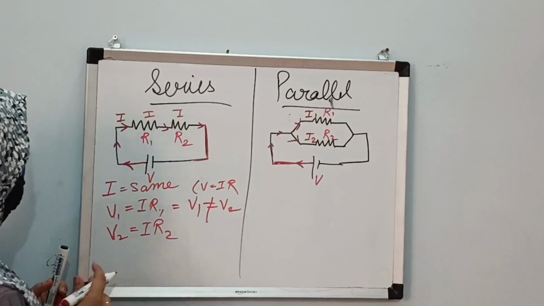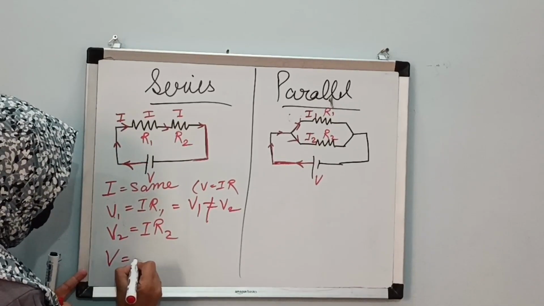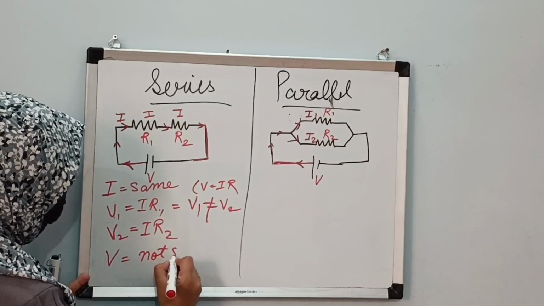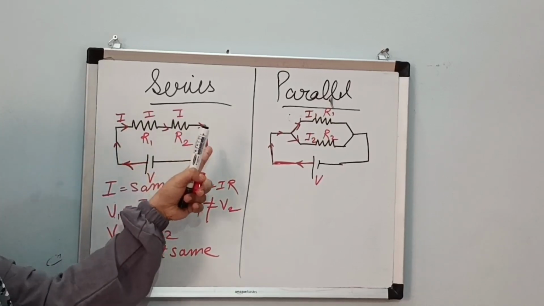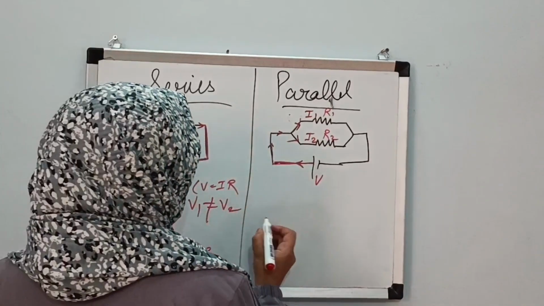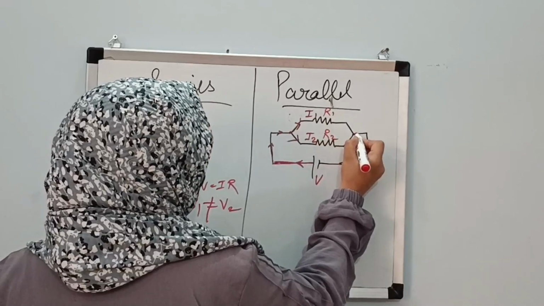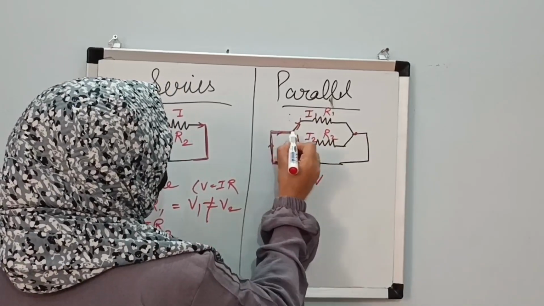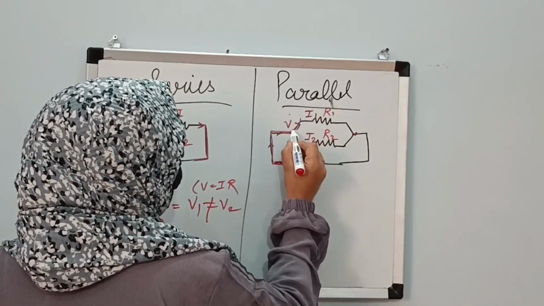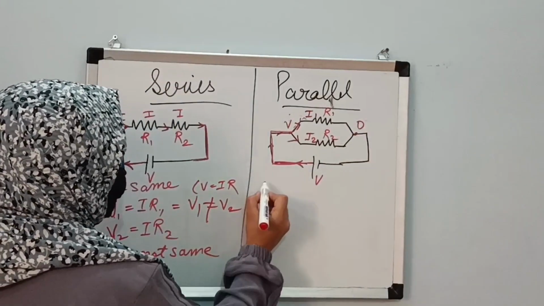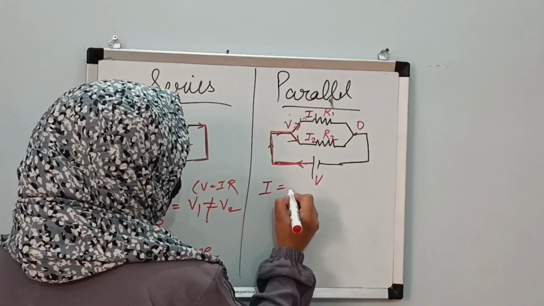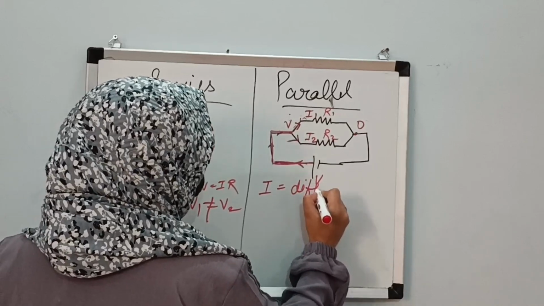So here we can deduce that potential difference is not same across in the series connection. ठीक है. Now here in this case potential difference यहाँ V है, ओके, तो इसके अक्रॉस यहाँ 0 है, ओके. So here you can say that current I is different, current is flowing.